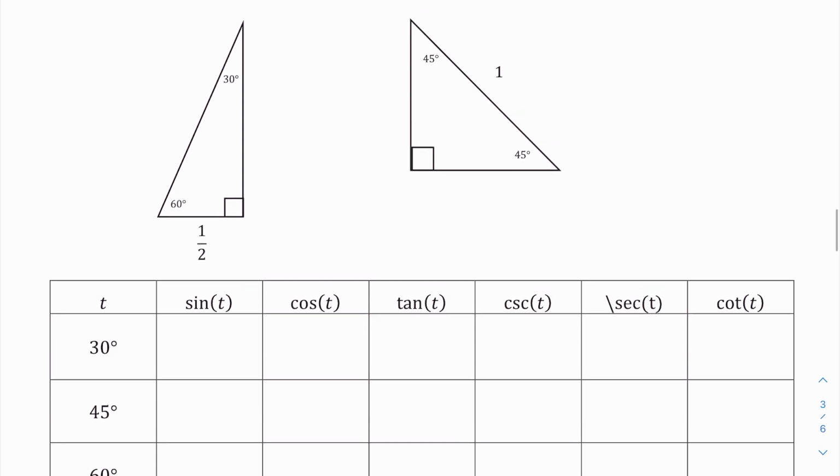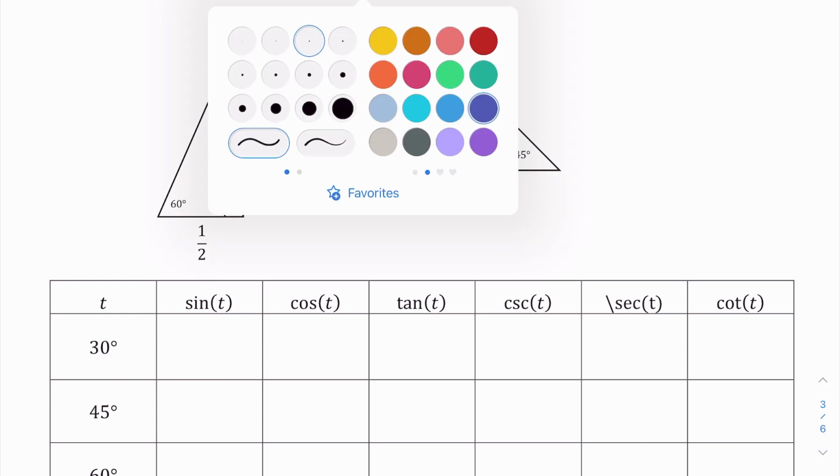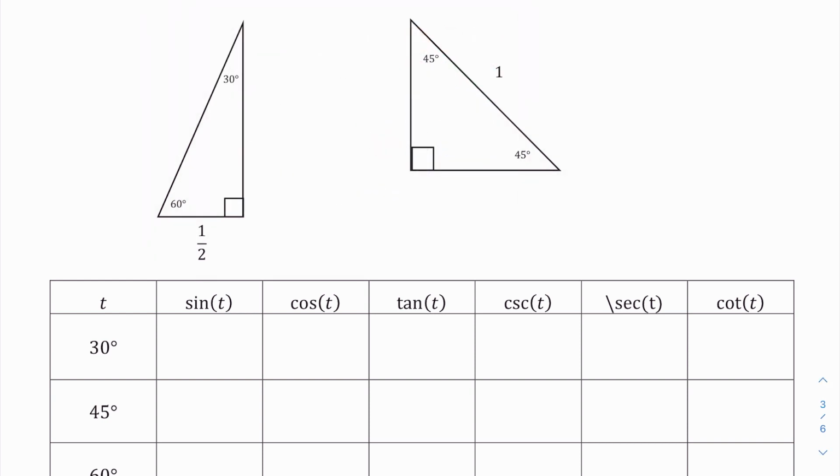Okay, so let's first find the missing side lengths in these 2 right triangles before we try to complete the table. I'm going to start with the given 30, 60, 90 degree triangle where the short side has a length of 1/2. We know that we can double that value in order to get the value of the hypotenuse, which is just 1, and multiply by √3 to get the value of the long side.